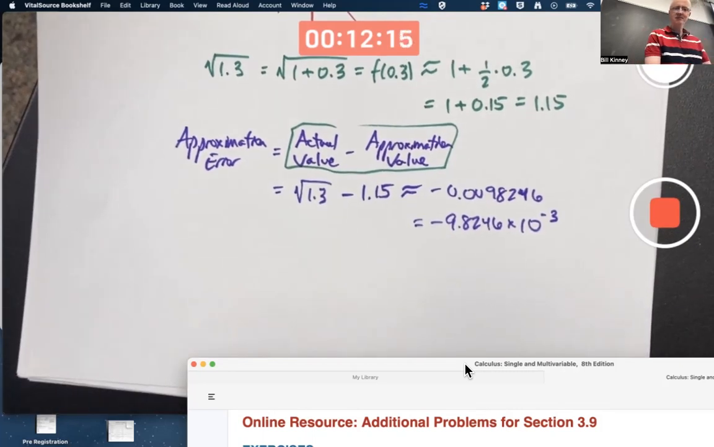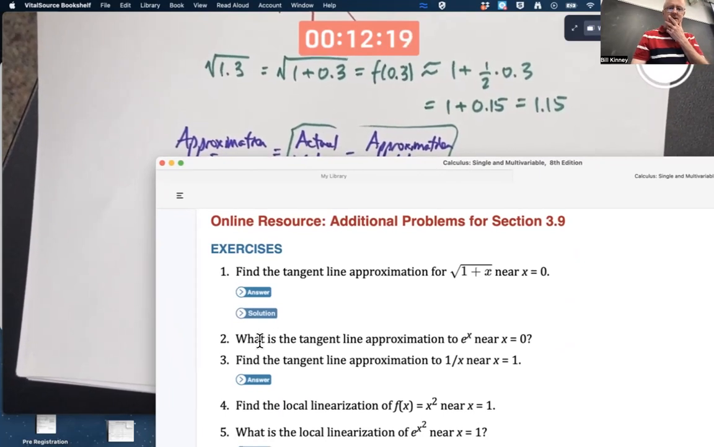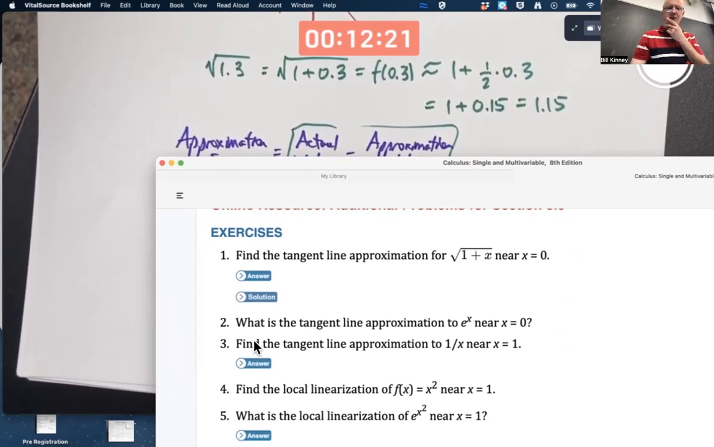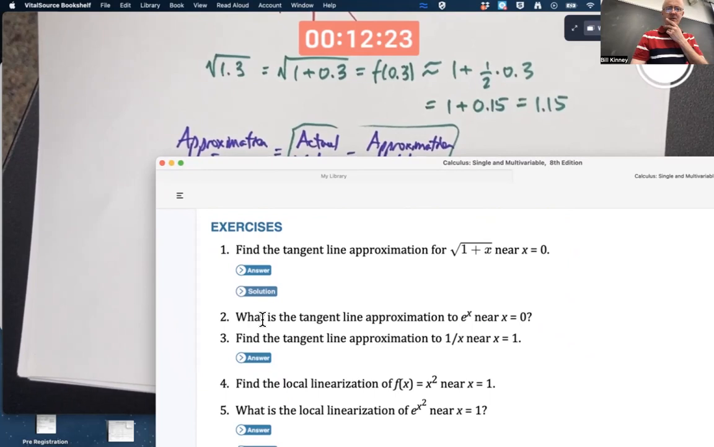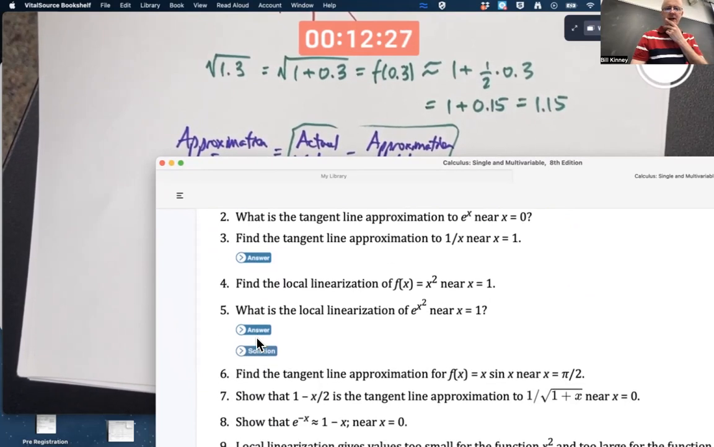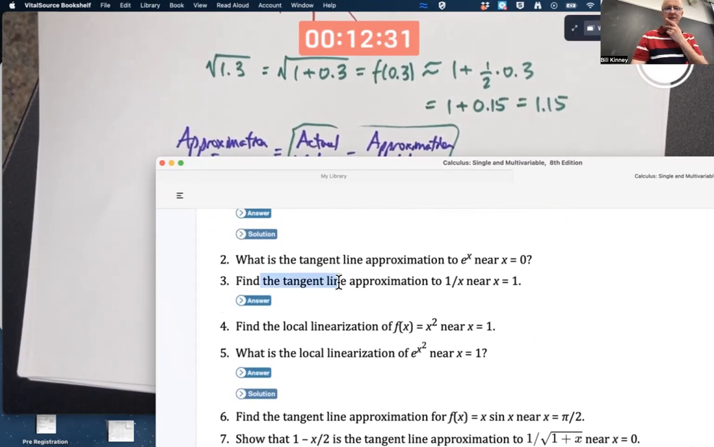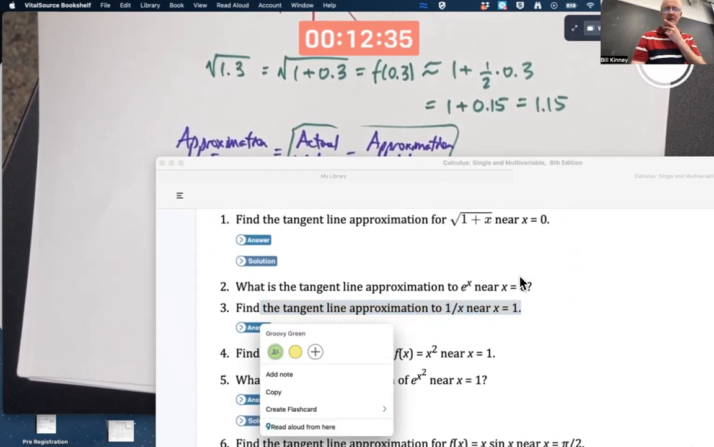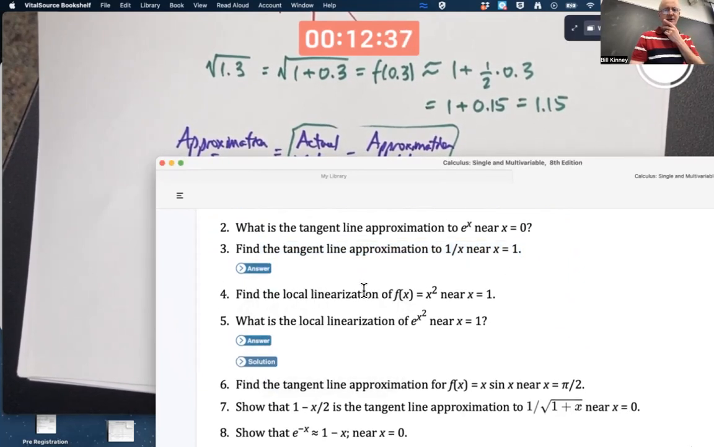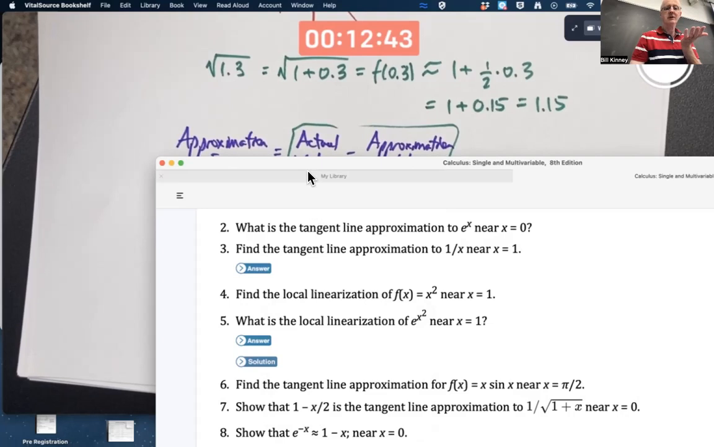Let's do another example. Let's skip number 2. Let's go to number 3. And maybe we'll also try number 6. Number 3 says, find the tangent line approximation to 1 over x near x equals 1. Notice also some of these questions say, find the local linearization. It means do the same thing. Do what we just did.